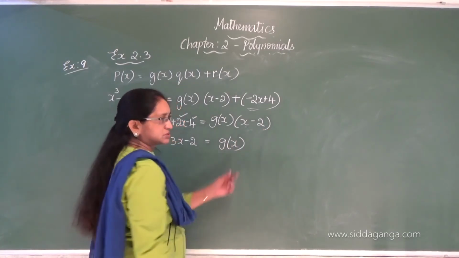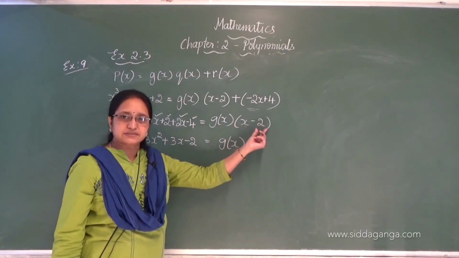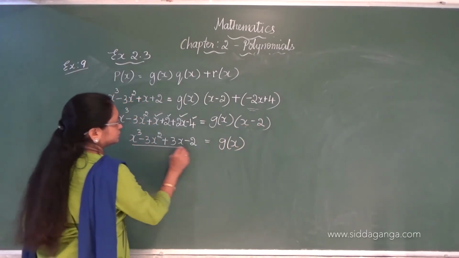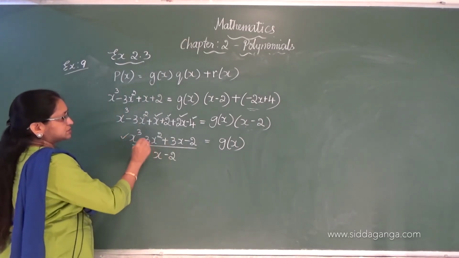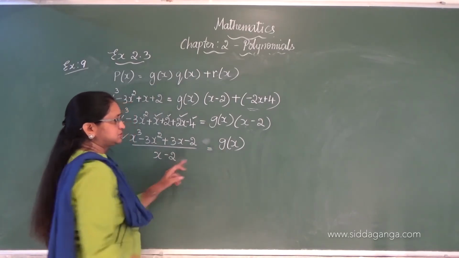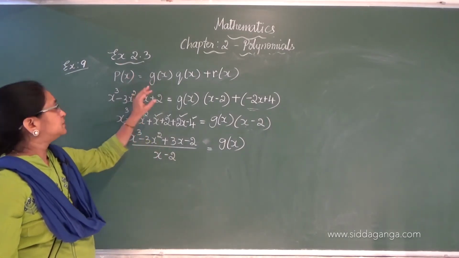Now I want to remove this. So here is a multiplication, g of x into x minus 2. By transposing this, it will be in the denominator. It means we have to divide this polynomial by x minus 2. Then you will obtain g of x. I hope it is clear.